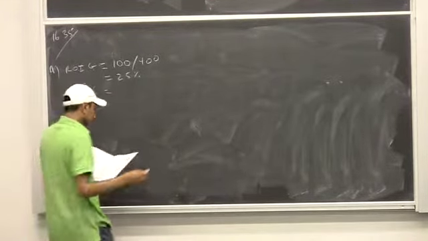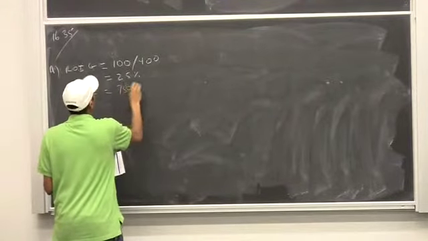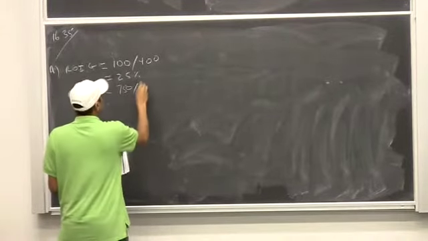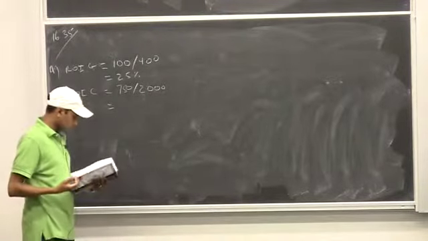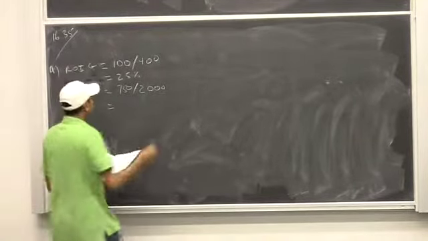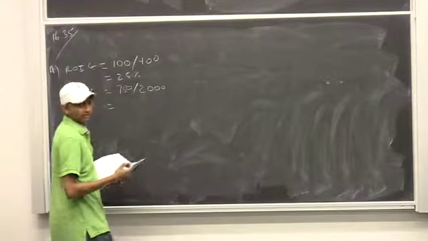What about the other country, Canada? Same thing, right? 750 divided by 2,000. How much is that? Yeah, 37.5%. Yeah.